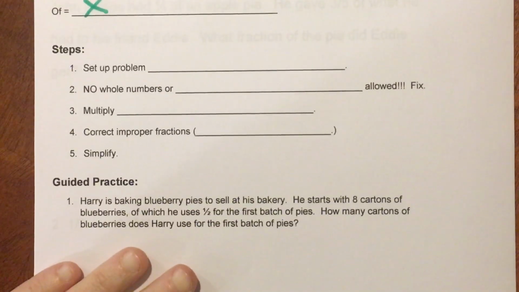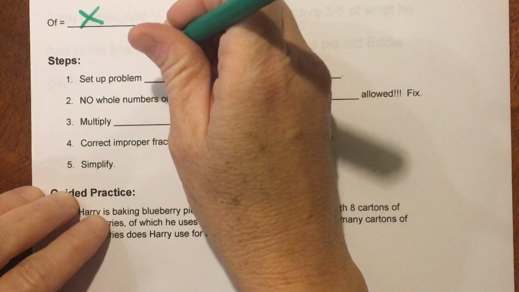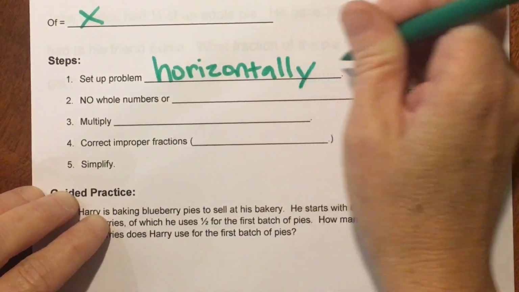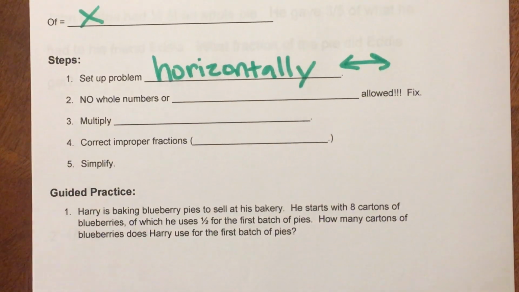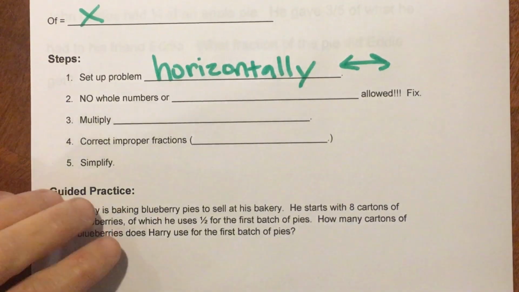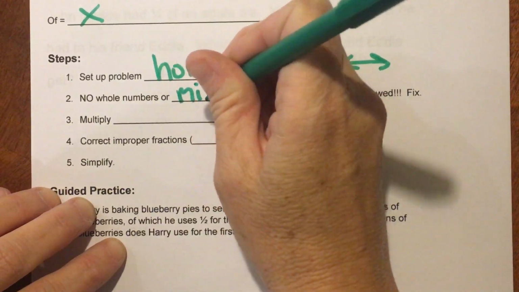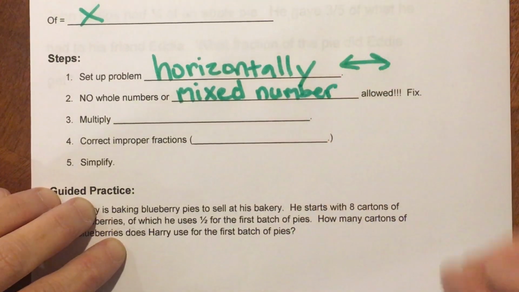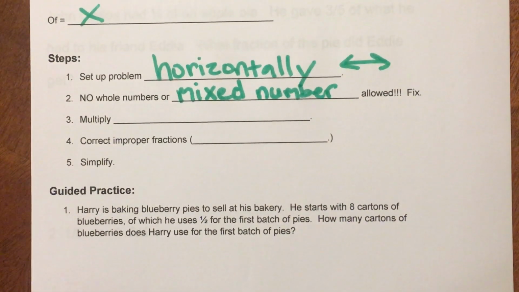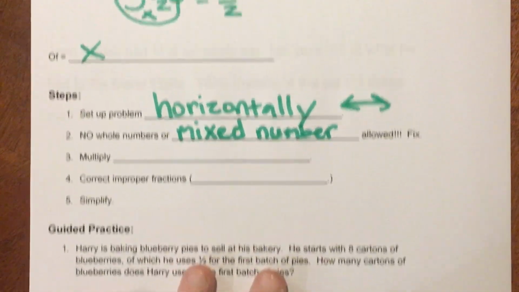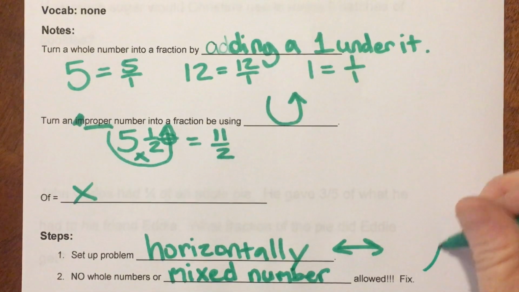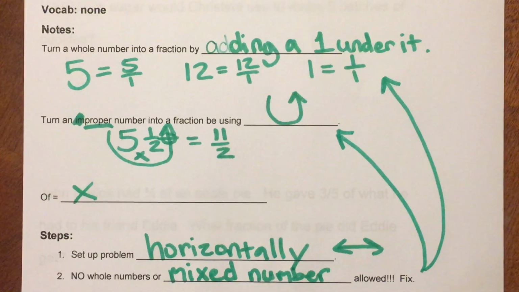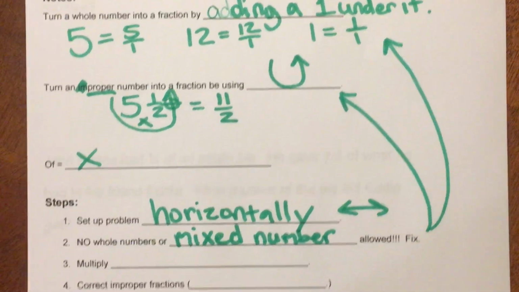Okay, our steps tonight are, we're going to set up our problem horizontally. So we were setting it up vertically when we did adding and subtracting, but now we're going to set it up horizontally. No whole numbers or mixed numbers. Remember, a mixed number is a fraction and a whole number together. So no whole numbers or mixed numbers are allowed, so you need to fix them. If it's a whole number, you're going to fix it by adding a 1 under it. If it's a mixed number, you're going to do the u and turn it into a fraction.